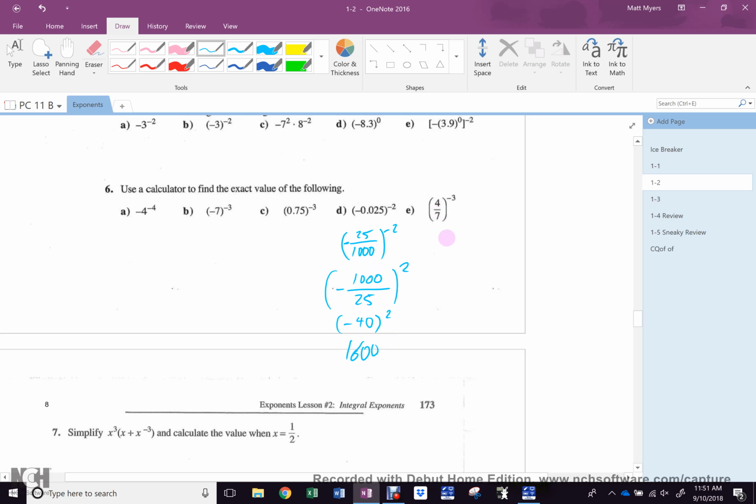And this one, 4 over 7 to the negative 3, negative exponent becomes 7/4 cubed, and then the exponent goes to everywhere inside, which is 7 cubed is 343 divided by 64. And that's how that one worked. Yes, of course.